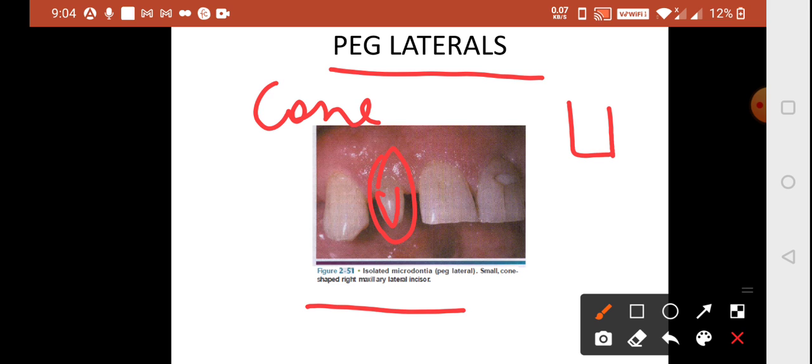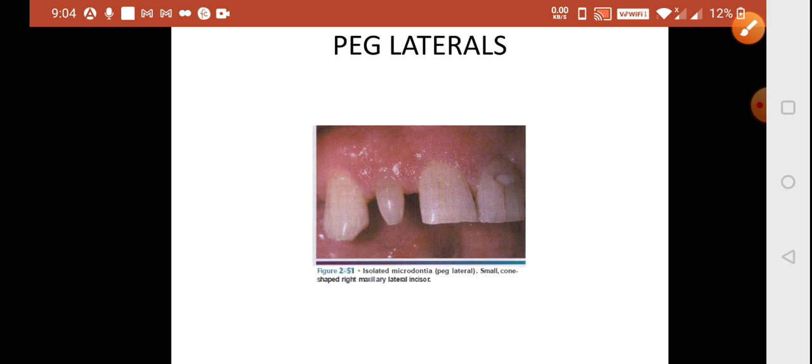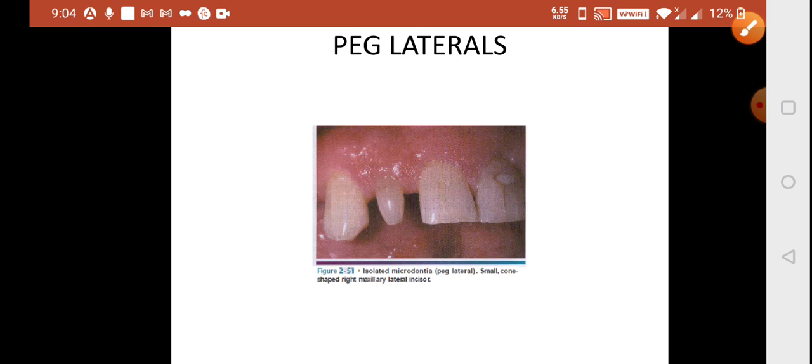So a clinical-based question can be asked like this: what does this signify? The answer would be peg laterals. You can very easily appreciate it in the picture. So these kinds of questions can be asked directly. They will not directly ask you what it is known as when only a single tooth is smaller in size. They can directly give you a picture to appreciate and tell you what it is.